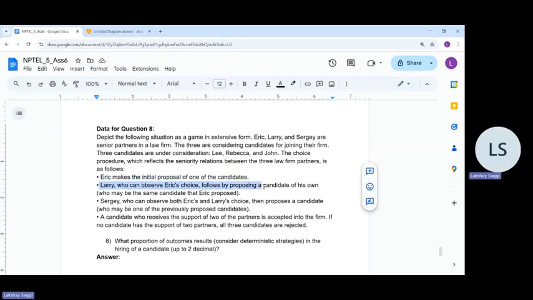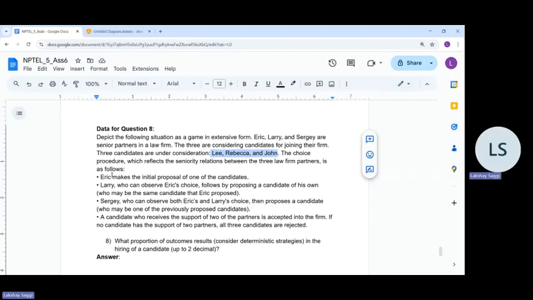Larry, who can observe Eric's choice. So note that Eric, Larry, and Sergey don't have any payoff functions for themselves. The payoffs are actually for Lee, Rebecca, and John, who are the people who will be getting the job. But Eric, Larry, and Sergey don't have any payoff from which candidate gets accepted. So they don't really make a decision. They just say, I think this is the best candidate, but it's not like Eric gets a payoff if his favorite candidate gets selected. So that's why this is not really that kind of a game. You really don't need to think of it as a game.